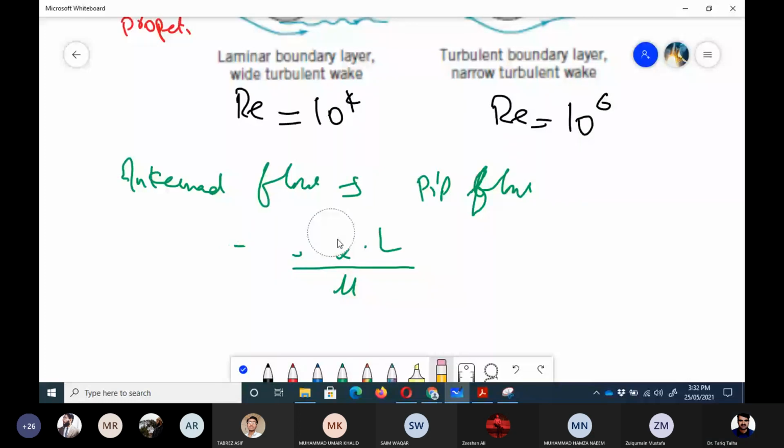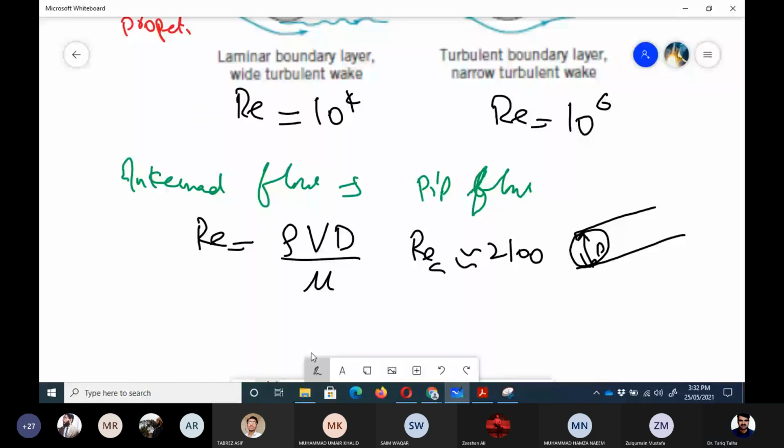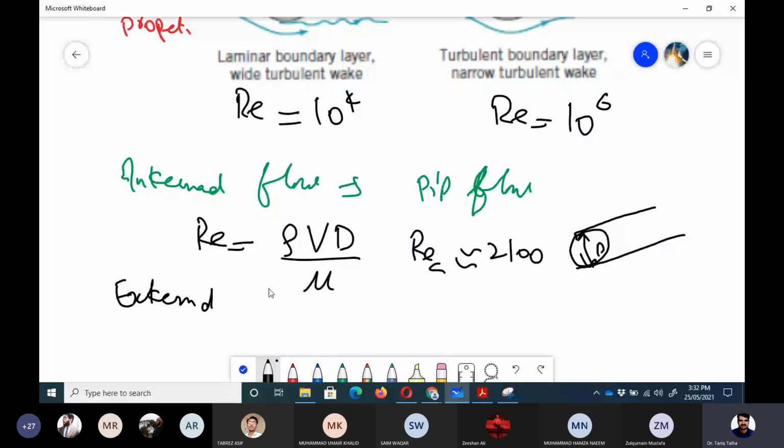For the internal flow, if you remember, we defined it by rho into V d upon mu, and the diameter is the diameter of the pipe. In this case, the critical Reynolds number was almost equal to 2100. After that, the flow would transition to turbulence. Now, when we talk about external flows, there are two examples I am going to discuss. One is flow over a flat plate.